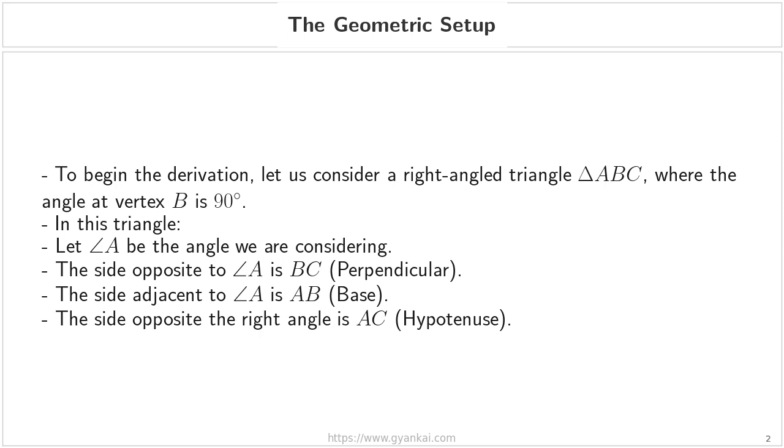The side directly across from angle A, which we call the side opposite, is side BC, also known as the perpendicular. The side that sits next to angle A, which is the side adjacent, is side AB, or the base. Finally, the longest side, which is opposite our right angle, is side AC, which we refer to as the hypotenuse. Keeping these labels in mind is crucial, as we will use them in the very next step to apply the Pythagorean theorem.